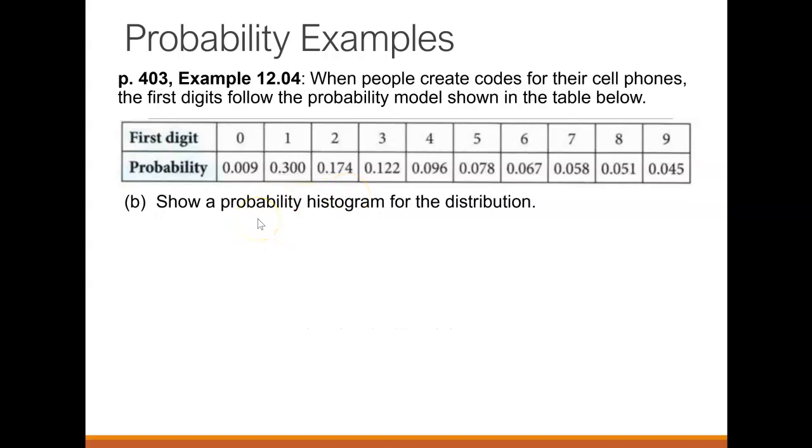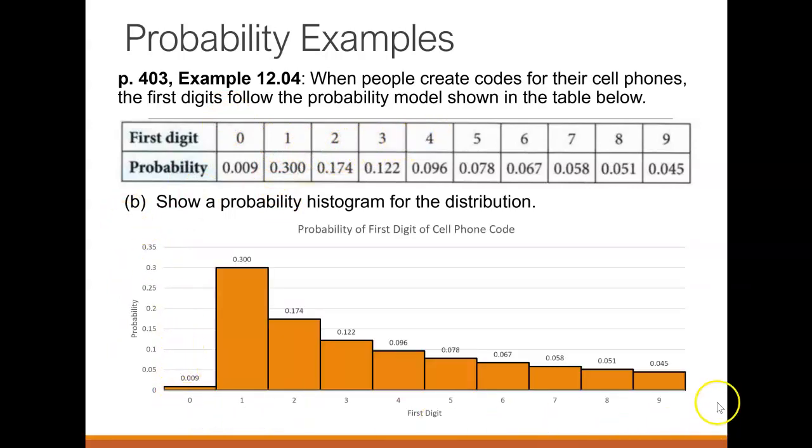Now show a probability histogram for the diagram. So what am I going to do here? I draw basically the bar graph where the bars touch, right? The x-axis should have a bar for x equals 0, x equals 1, x equals 2, x equals 3, x equals 4, all the way up to x equals 9. And the height of the bar is just the probability.